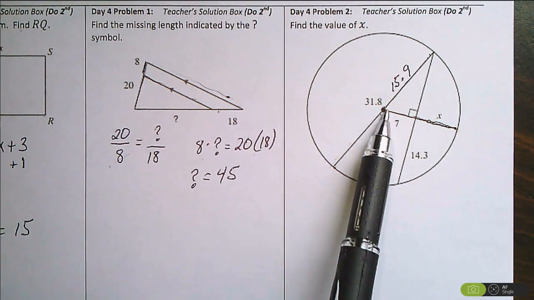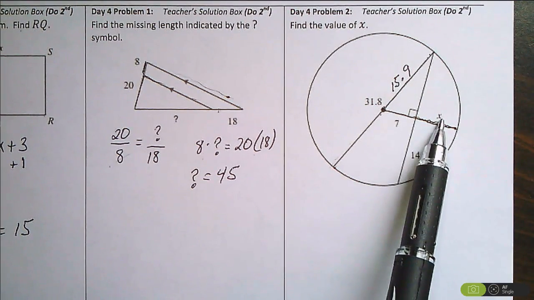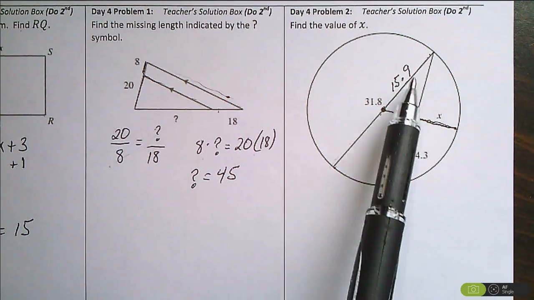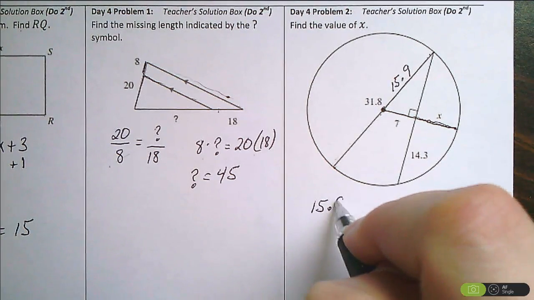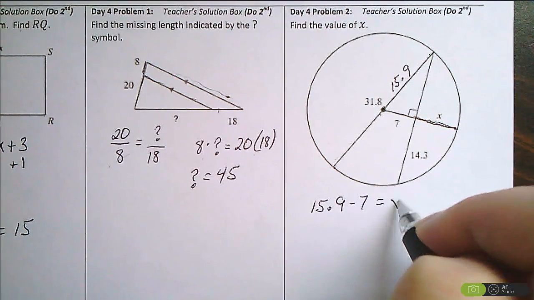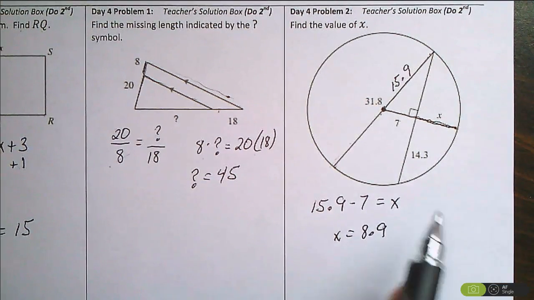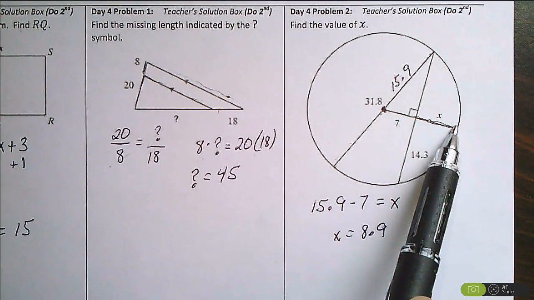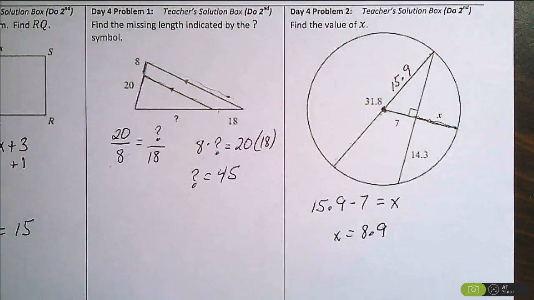I want you to notice that this distance here is 7. So we can find our answer for x by subtracting the 7 from the 15.9. And that result is 8.9. So if this much is 7, this much must be 8.9, so that the entire radius turns out to be 15.9.